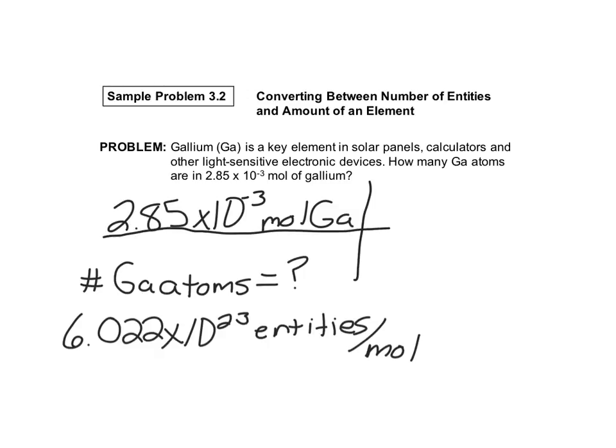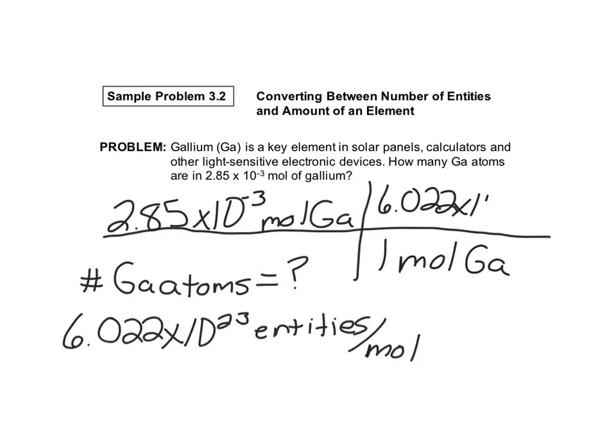So I'm going to set up my conversion T here. I have moles in the top, so then moles of gallium needs to go in the bottom. And Avogadro's number tells me that in one mole of gallium, there's 6.022 times 10 to the 23 gallium atoms, or entities, right? So I'm interested in gallium atoms, so that's why I wrote that up there.